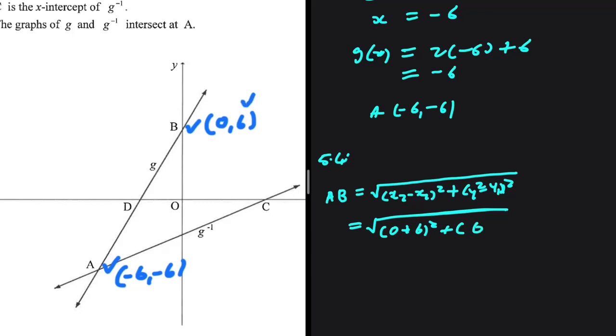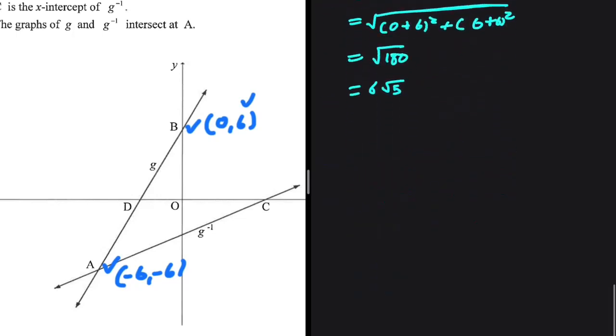So that will be 6 minus 6. So that is 6 plus 6 squared. So this will be 6 squared, 36, and then 12 squared, 144. 144 plus 36, 180. So AB is equal to the square root of 180. Obviously, you can further simplify that and get 6 square root of 5.